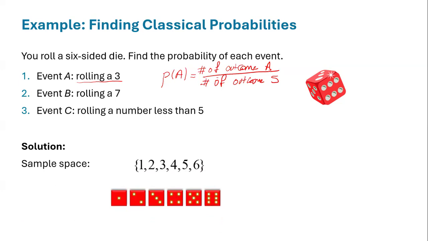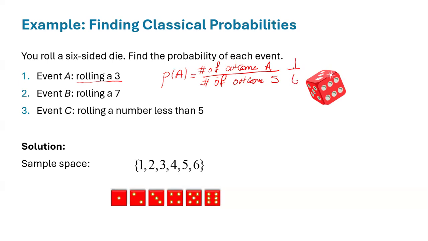Now, when I say I want to get 3, how many 3s do we have on a die? What's the number of outcomes in event A? There's just 1, because we only have one 3 on the die. So the probability is 1/6.